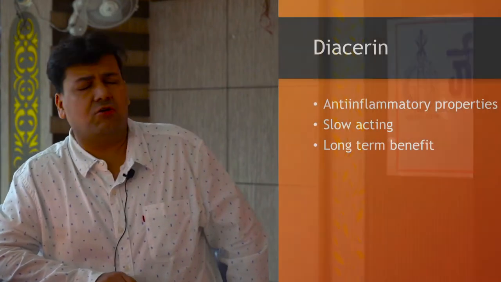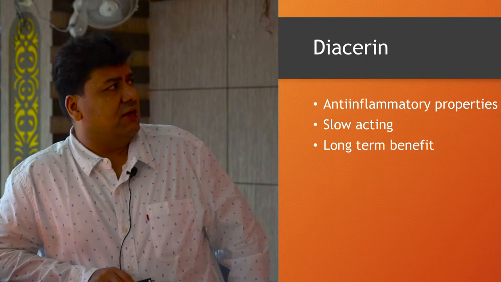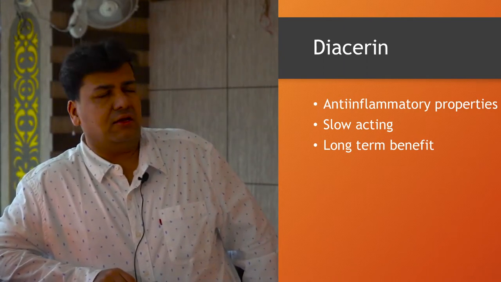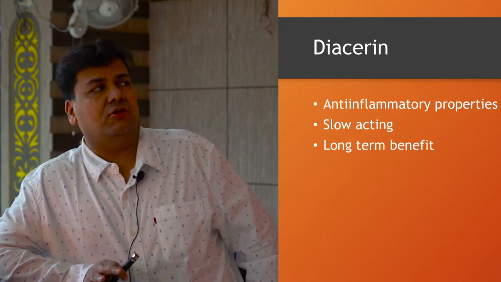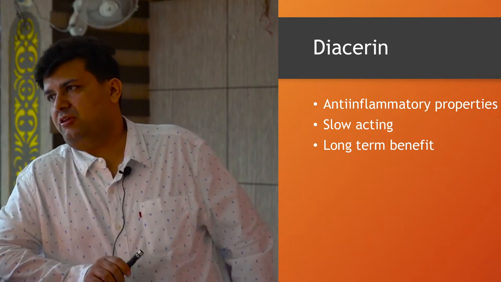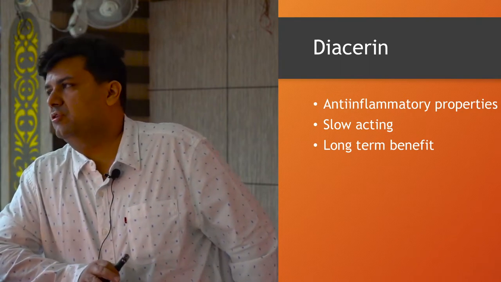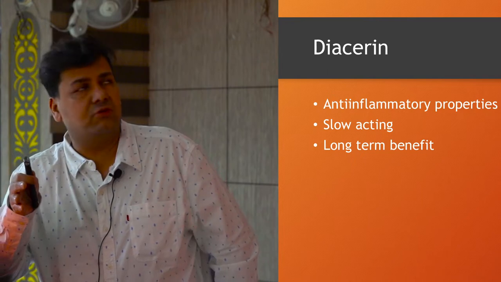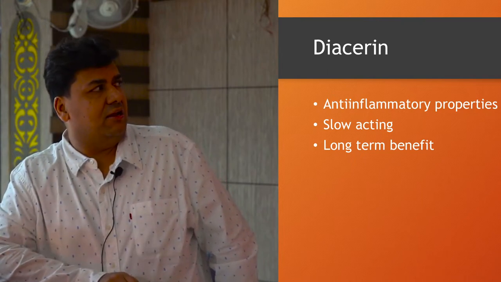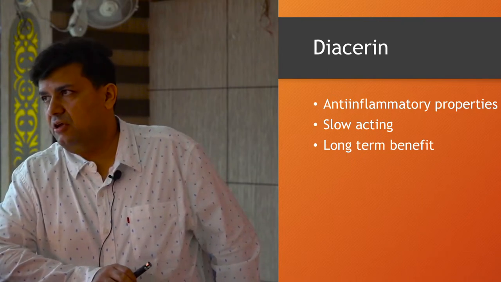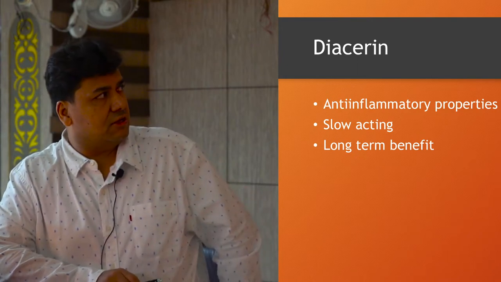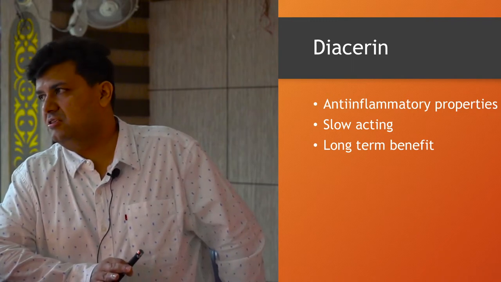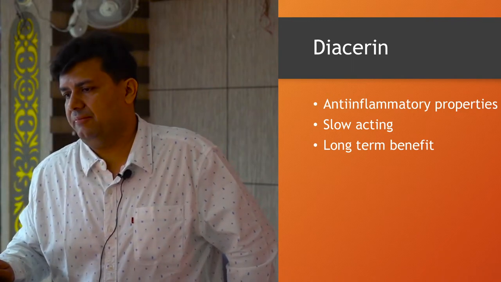Now there is a different drug called diacerein. This is another group of drug. It has anti-inflammatory properties. It is slow acting and it has a long-term effect. This drug is specifically for osteoarthritis as a substitute for the painkillers, because you can't prescribe painkillers for a longer duration to the patient. This has very few negative effects. So currently we prescribe diacerein to almost every patient of osteoarthritis. Its usual dose is 50 mg twice a day.